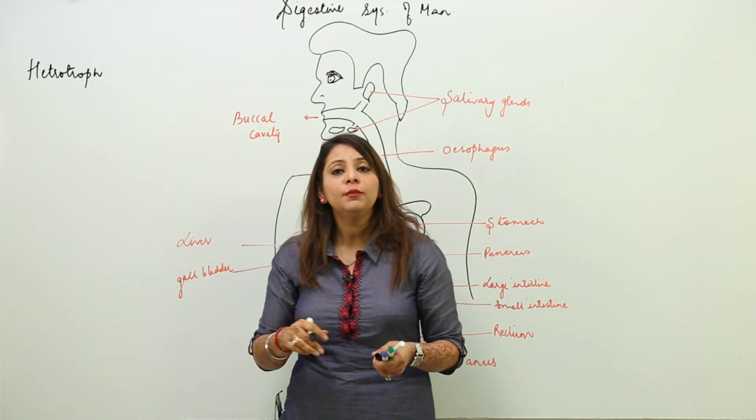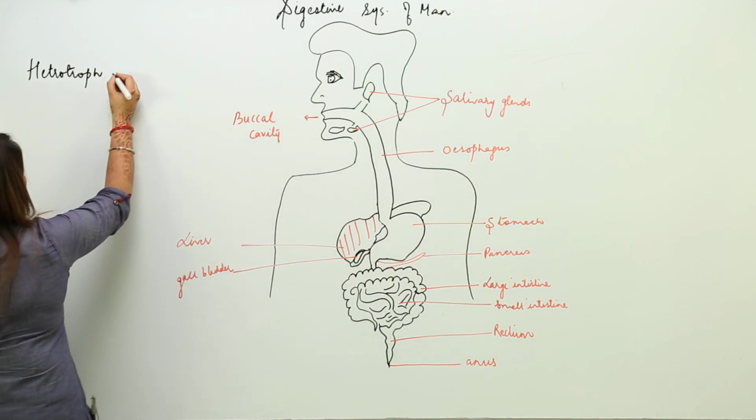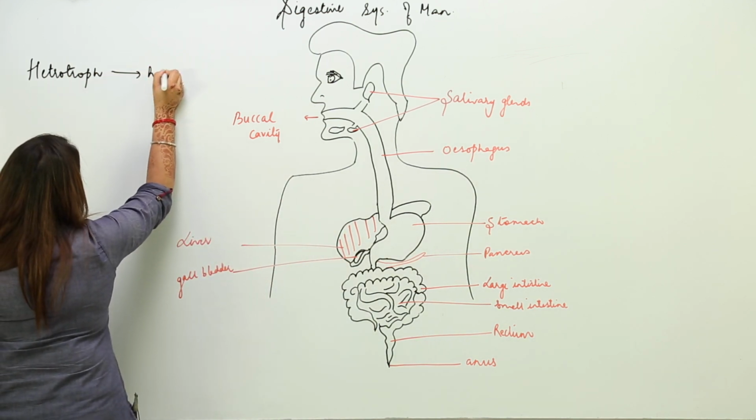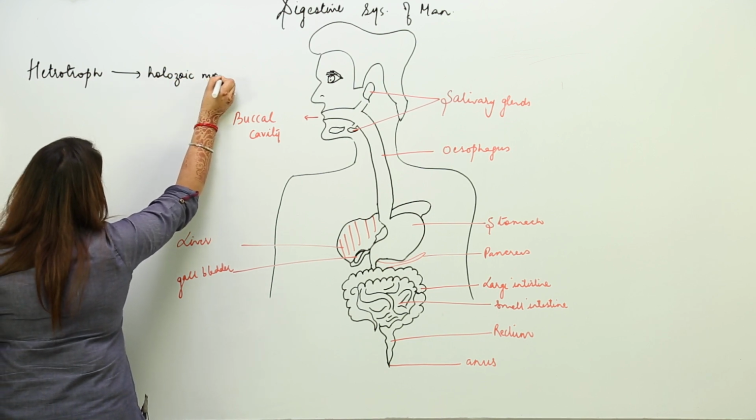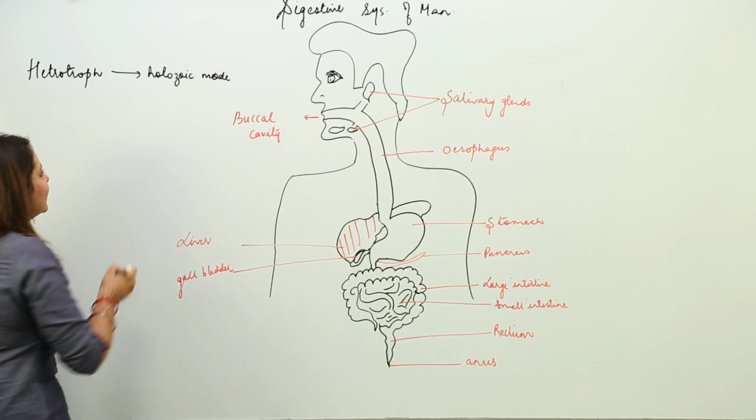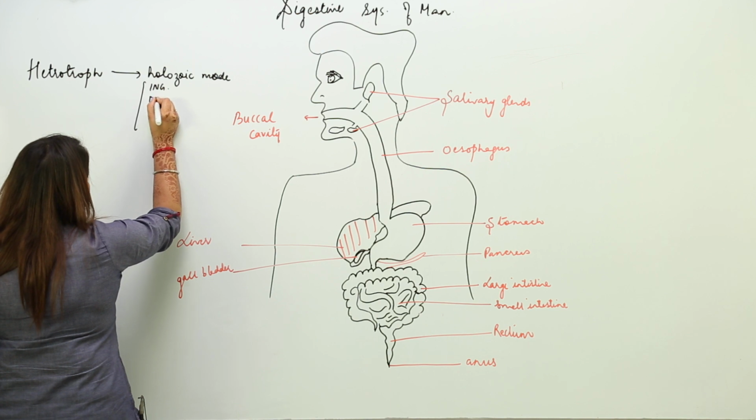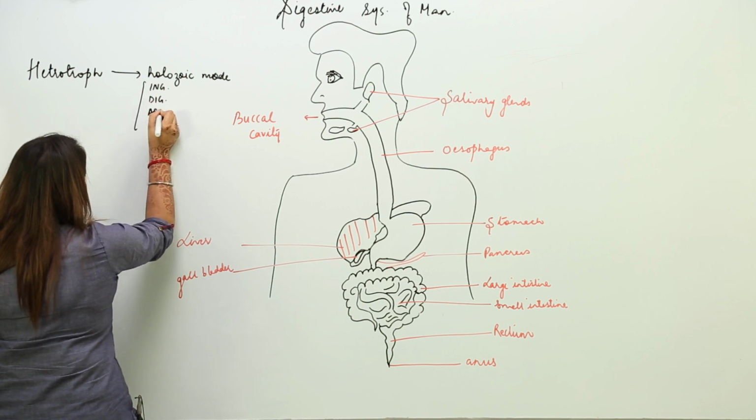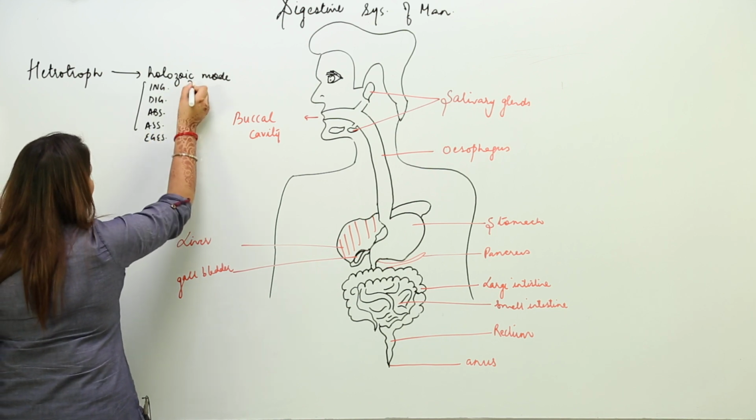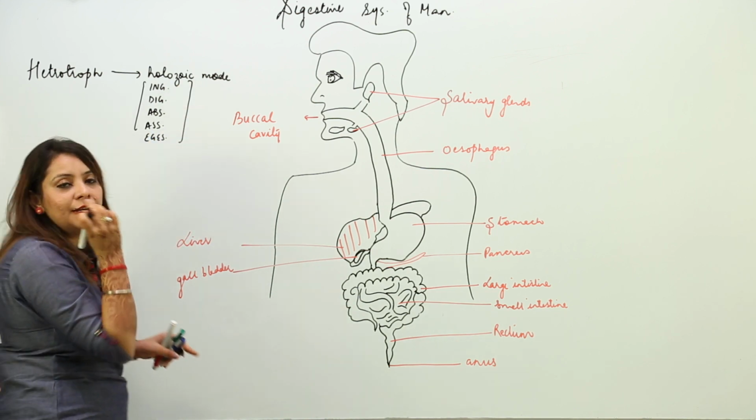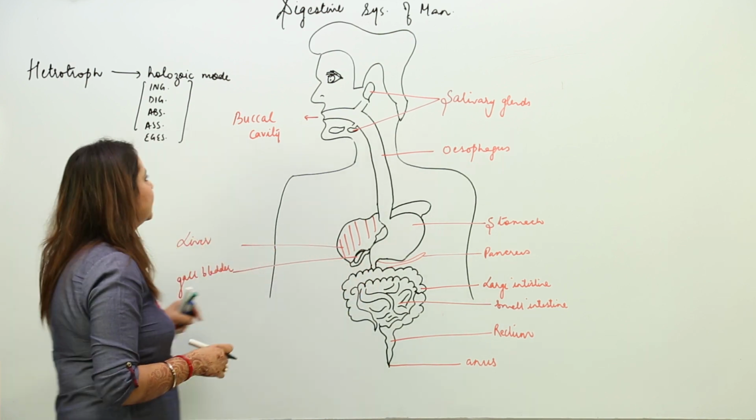And if we talk about the sub mode of heterotroph, how it obtains nutrition, it shows actually holozoic mode of nutrition. We have already discussed that holozoic mode consists of ingestion, digestion, absorption, assimilation and egestion. So these are the following steps that a man performs during the digestion of the food. So we are going to start with the detailed study of the digestive system now.